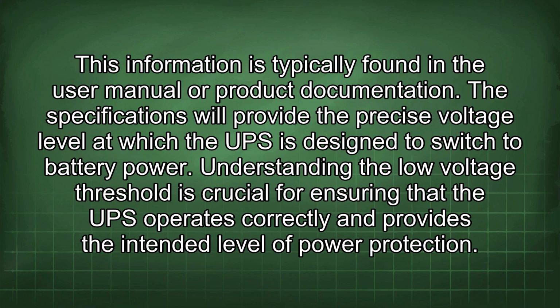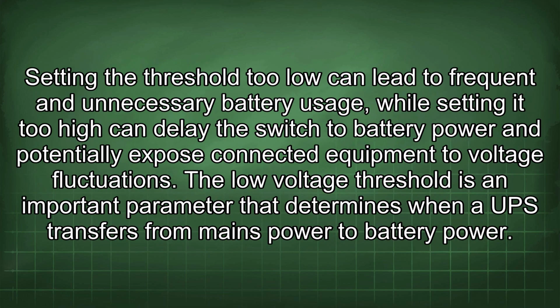Understanding the low voltage threshold is crucial for ensuring that the UPS operates correctly and provides the intended level of power protection. Setting the threshold too low can lead to frequent and unnecessary battery usage, while setting it too high can delay the switch to battery power and potentially expose connected equipment to voltage fluctuations.